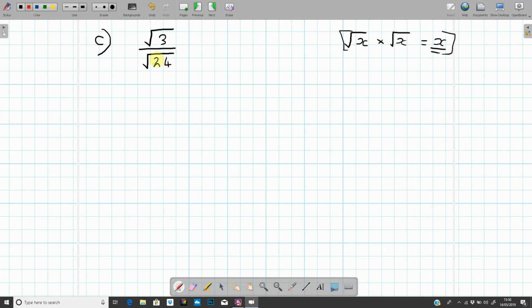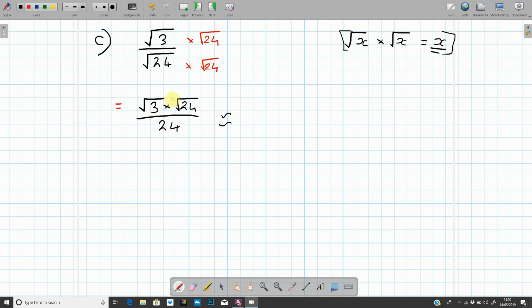In order to get rid of the square root on 24, all we have to do is multiply the top and the bottom by the square root of 24. And that will give us a new equation of the square root of 3 times the square root of 24, divided by, now this rule is this law here. So this becomes 24 because the square roots will cancel on each other and we're just left with the value underneath the square root sign.